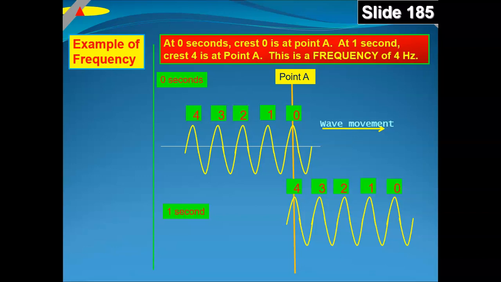Don't make the mistake of counting the crests. You'll see that there's 5 crests: 0, 1, 2, 3, 4. That's 5 crests. It's not how many crests, it's how many cycles. How many times does it move between one crest and the next crest over?